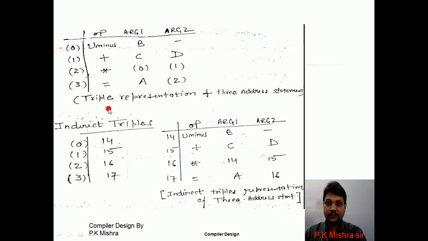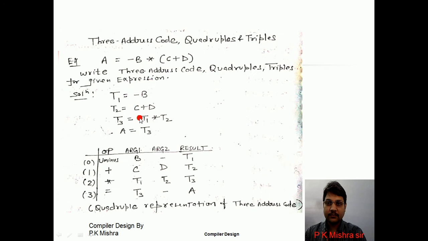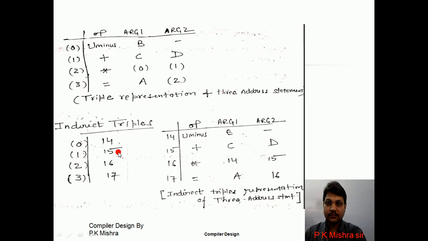Now step 3 is the triples representation of three address code. What is a triple? If three address code statements are representable by a structure with only three fields, operator, argument 1 and argument 2, it is called triples representation of three address code. Step 1 was the three address code, step 2 the quadruples representation, and step 3 is the triples representation.